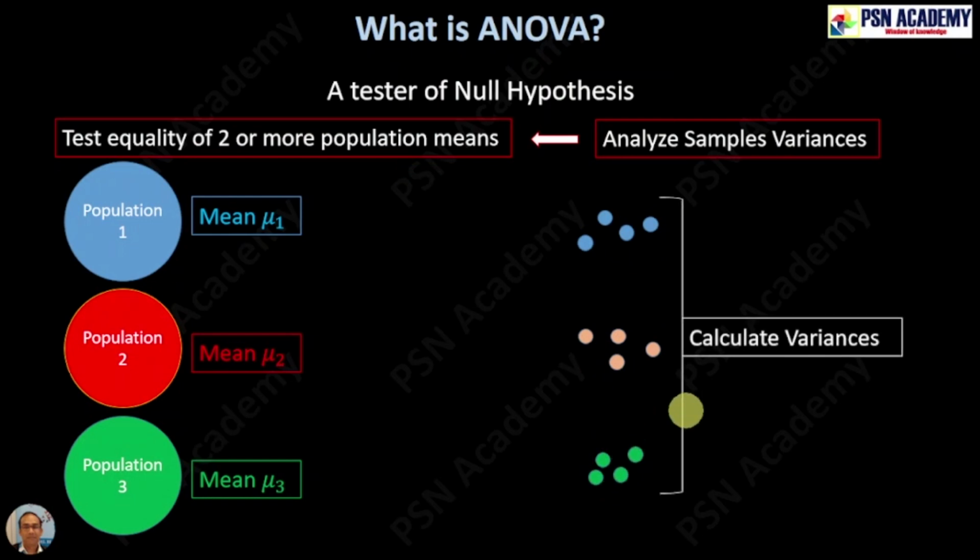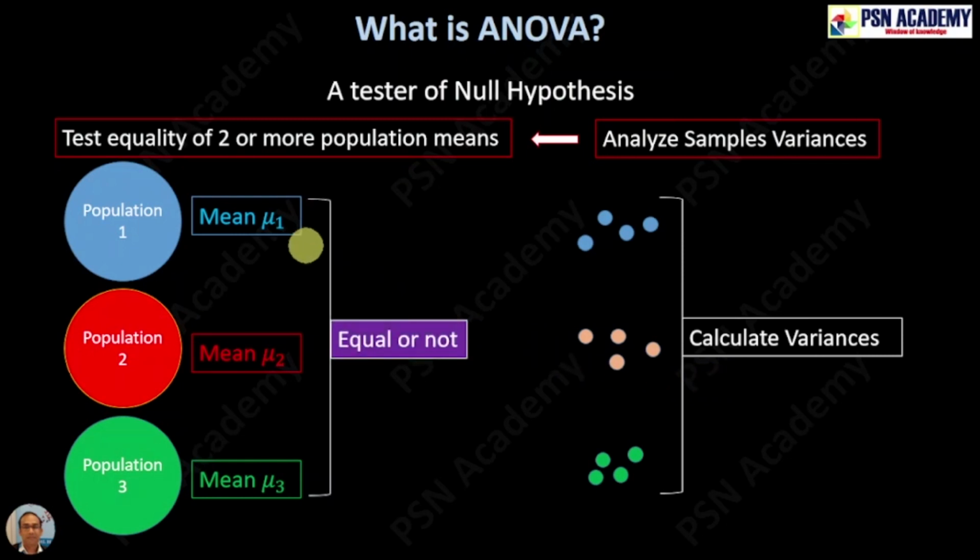You calculate the variances of these samples, and based on the calculation of those variances, you can comment whether the means of the populations are equal or not. So based on the variances of those samples, you can comment on the population means. So this is a very powerful tool for testing this kind of hypothesis, right?